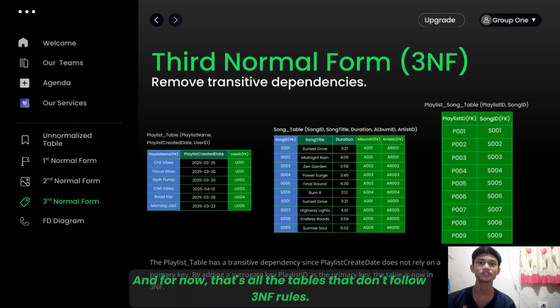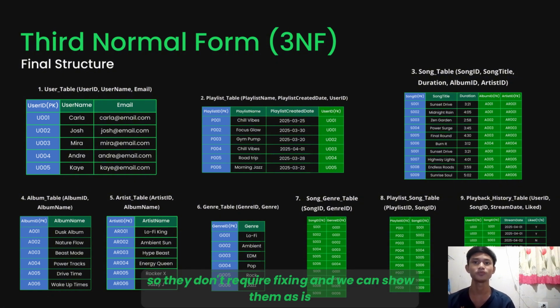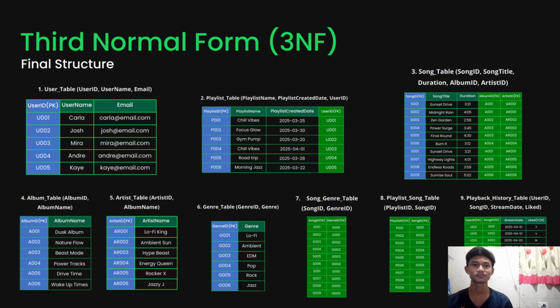And for now, that's all the tables that don't follow 3NF rules. All the other tables are already in third normal form, so we don't require fixing, and we can show them as is.